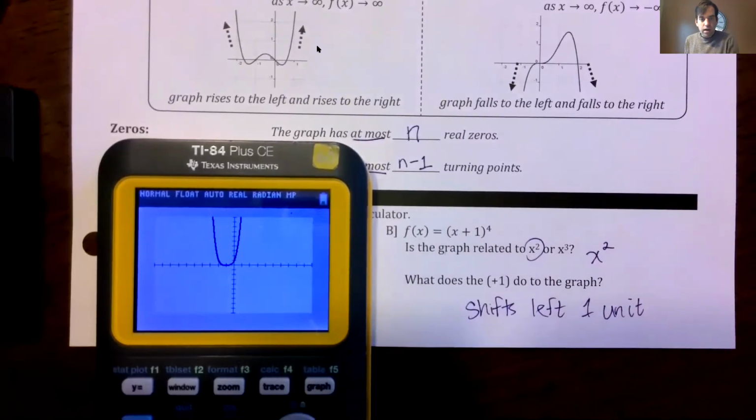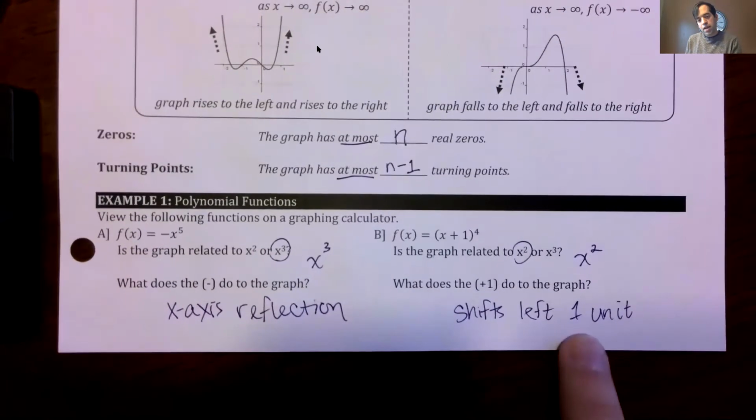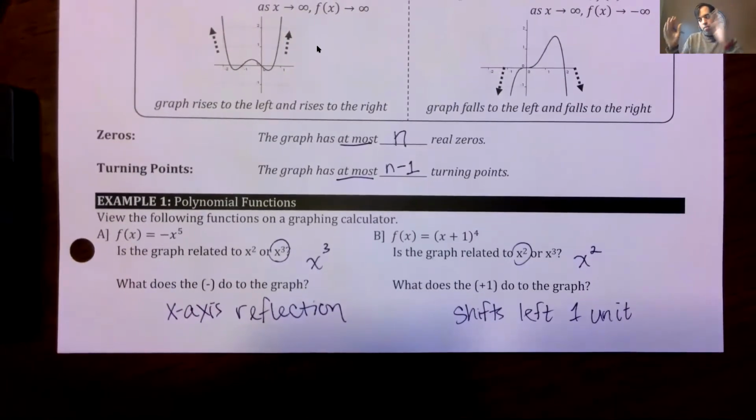Okay. So a little bit of review of transformation, but mostly we're going to be worrying about end behavior. That shift to the left didn't change the end behavior from going up on both sides. Let's take a look at the back.